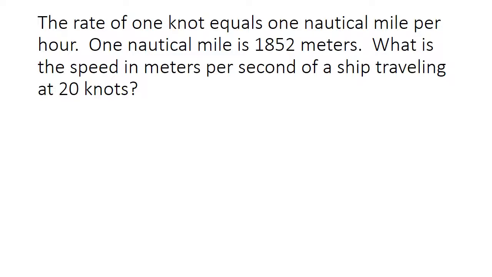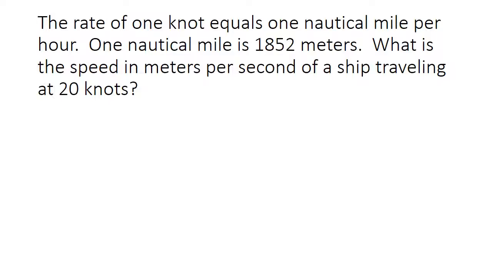So the rate of 1 knot is equal to 1 nautical mile per hour. Now, 1 nautical mile is 1,852 meters. So that's the information you're going to need for multiplying around in here. Most of the time we don't really use nautical miles or meters or knots when we're using everyday terminology. That's why I'm giving you all the information. So what is the speed in meters per second of a ship traveling at 20 knots?